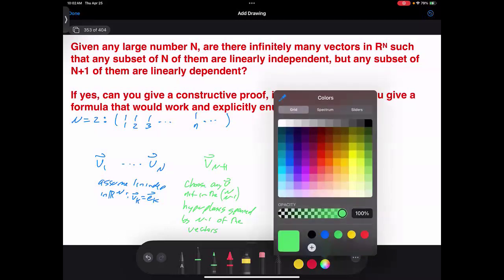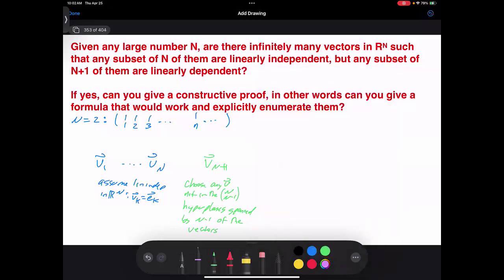And now for the next one, how many do we have to avoid? Choose any v not in any of the n plus 1, choose n minus 1 hyperplanes. And that would be my vn plus 2. And we can just keep marching down like this.